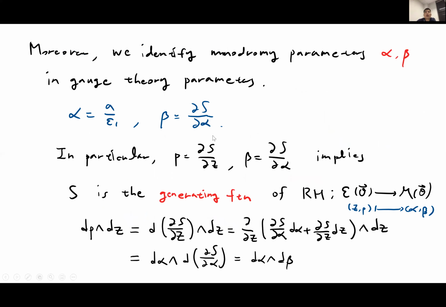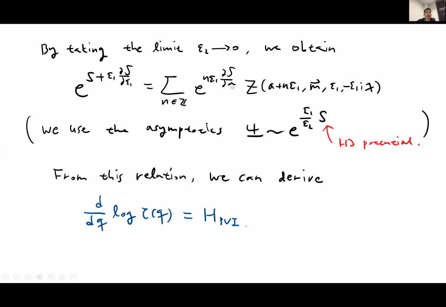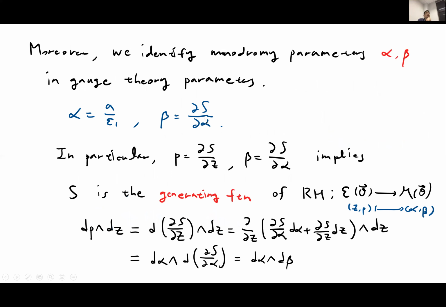Sorry, what is beta? Oh, you're going to talk about it, okay. Yeah, the beta, as you recognize here, let's focus on this part, the exponential n part. This part is beta, right? Yeah. So on this slide, I wrote beta equals this. Okay, I see. So we identify the monodromy parameters alpha and beta in gauge theory terms. So alpha is just the Coulomb modulus, basically, and beta is, as you just pointed out, dS over d alpha. S is the free energy and alpha is the Coulomb modulus. So this is again in gauge theory terms.